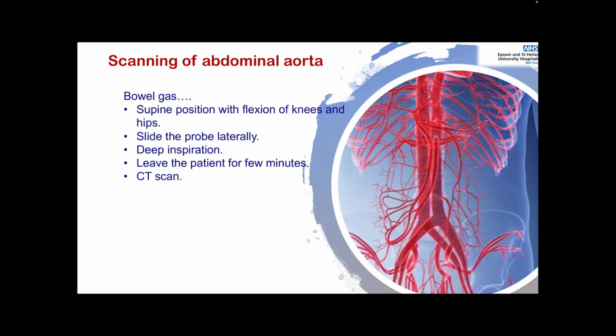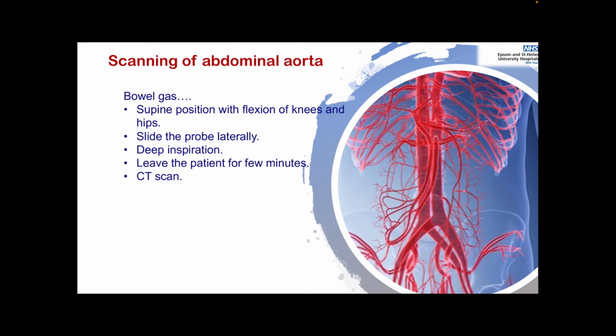Right. One of the things that we may face when we do the abdominal aorta scanning is that a very high percentage of patients come to us with bowel gas while we do scanning for them. We can do several things to overcome this bowel gas. In supine position, we do flexion of the knees and hips. This may help. Deep inspiration may help as well.